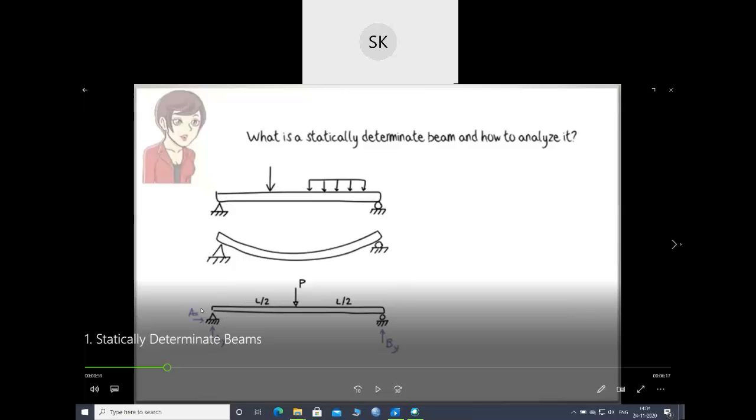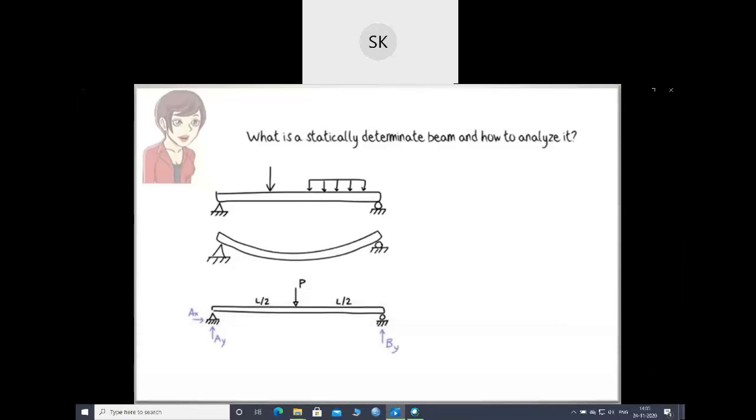A pin support will have two reactions, AX and AY: in the vertical direction AY and in the horizontal direction AX. And the roller support will have only one reaction, which is in the vertical direction, BY. And it is a simply supported beam with a point load at the center.